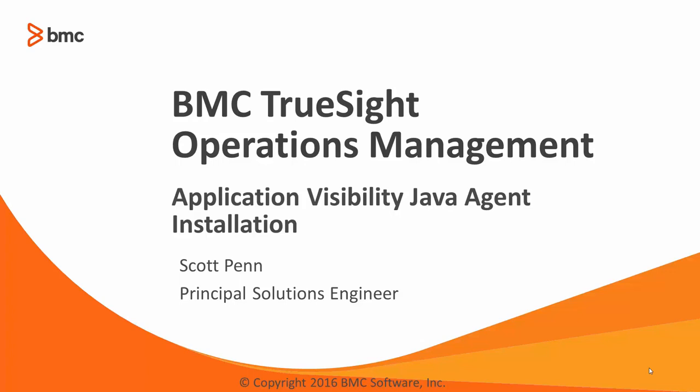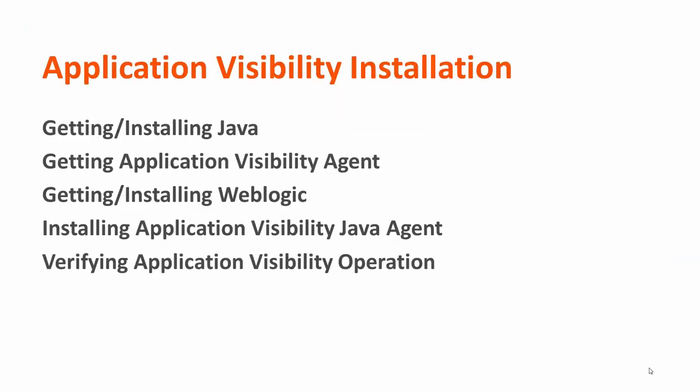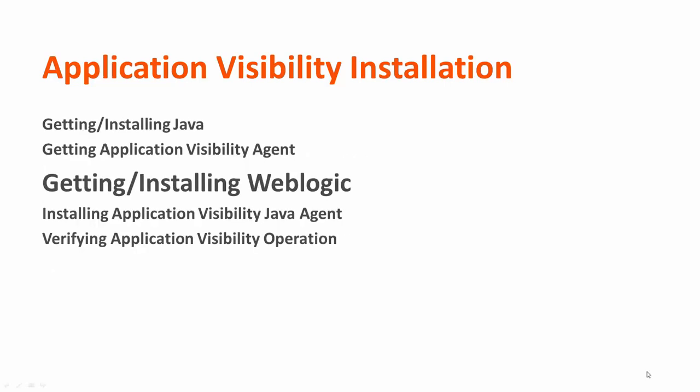Today is our continuing video series on Application Visibility Management and loading it for a test server in a lab. This 5-part series is getting the right version of Java, downloading the Application Visibility Agent, installing WebLogic onto a lab server, then installing the Java agent onto that lab server, and then tuning that server so they can collect data. This edition is about getting and installing the Oracle WebLogic Server.